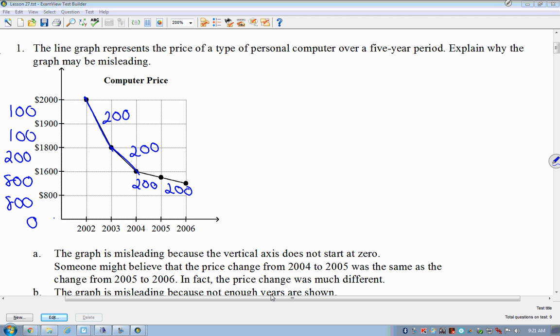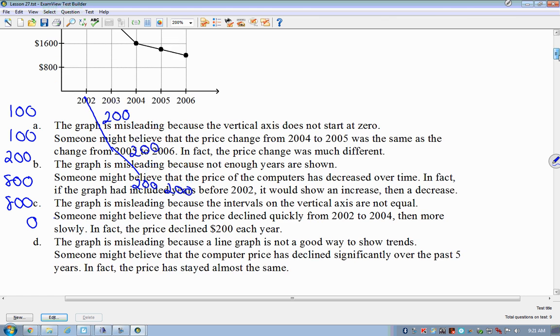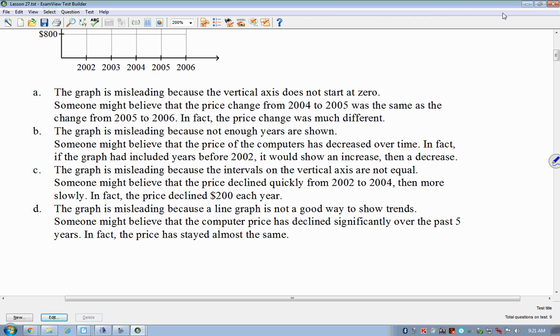But do you see how the graph is misleading, right? It's leading us to think that from one year to another year, there was a big sharp change and that it had less of a change over time, when in fact, it's pretty well linear, right? So our answer, can anybody tell what the answer might be in here? If I erase some of this. All right, A, the graph is misleading because the vertical axis does not start at 0.